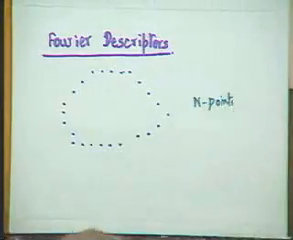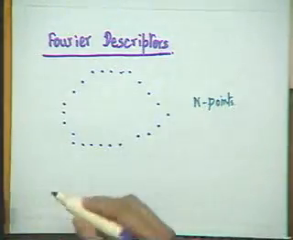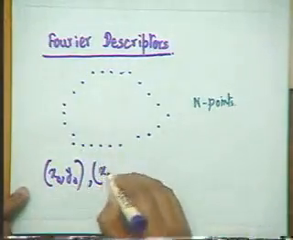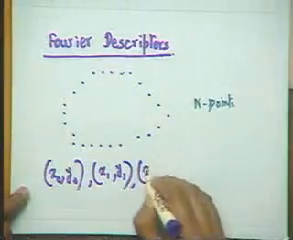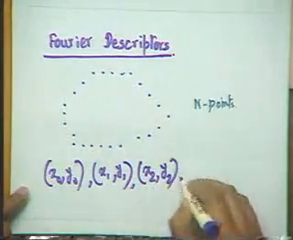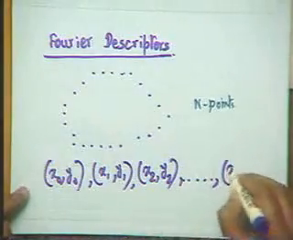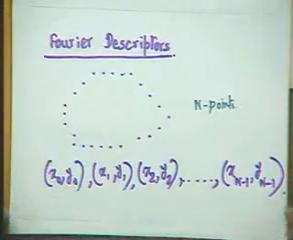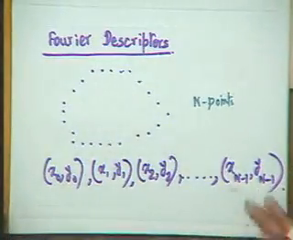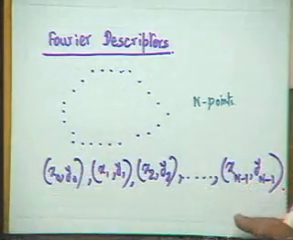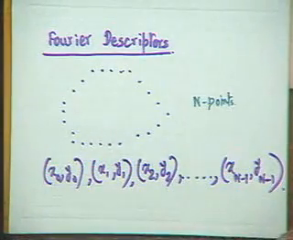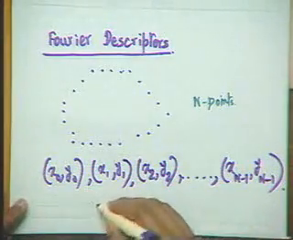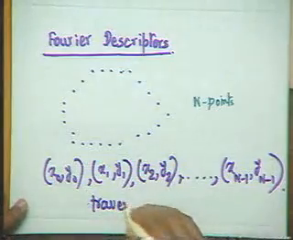can be written as a pair of coordinates like x0, y0, x1, y1, x2, y2, etc. Up to x n minus 1, y n minus 1. And supposing these are the set of pixels which we obtain by traversing in any reference direction. Let us say we have got this set of points by traversing counterclockwise.